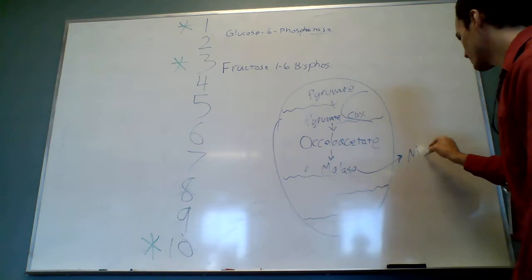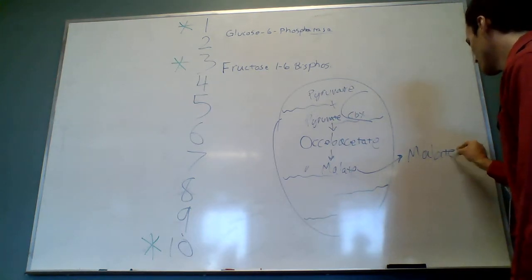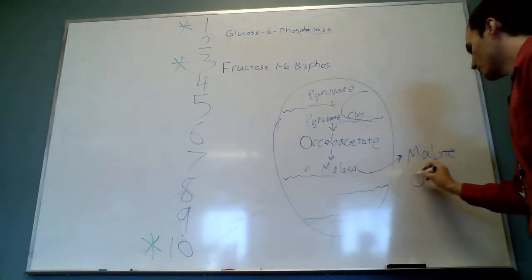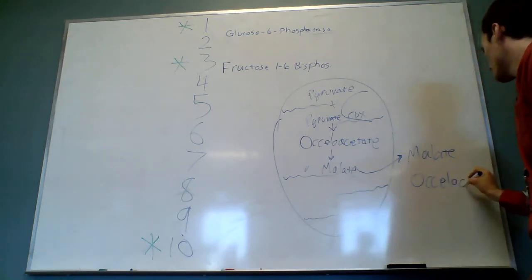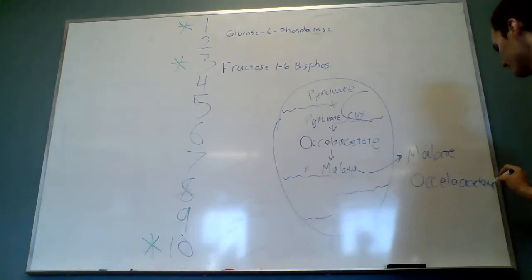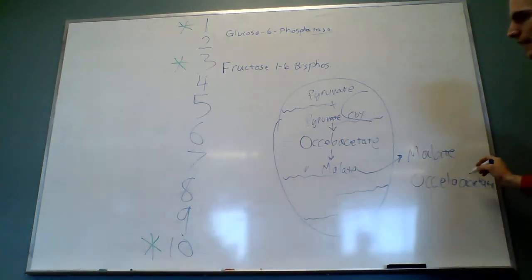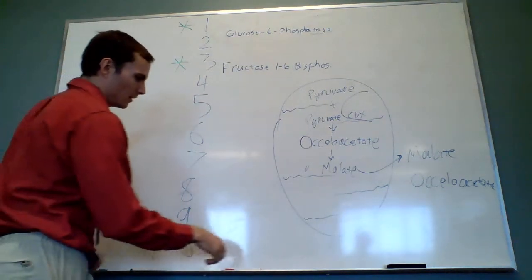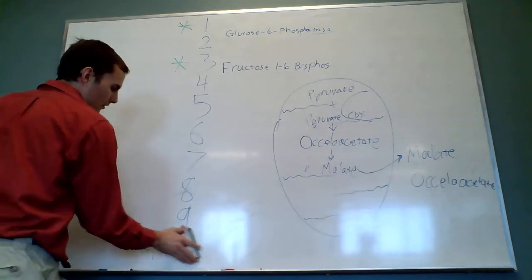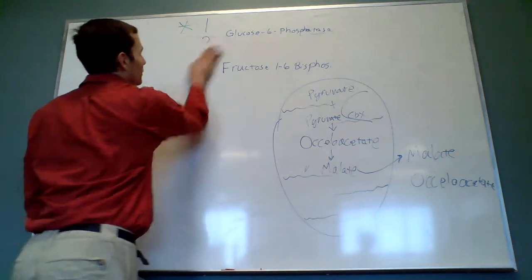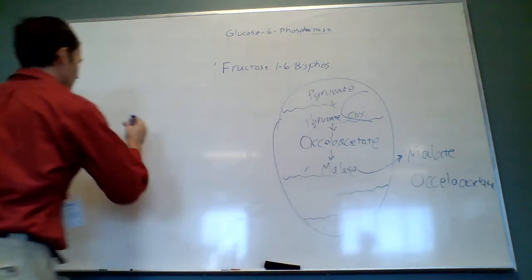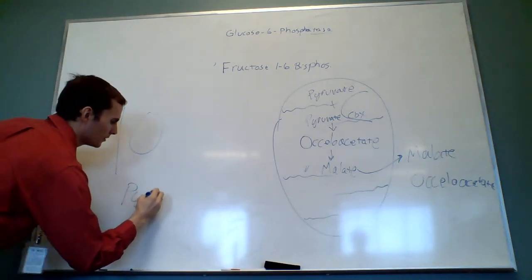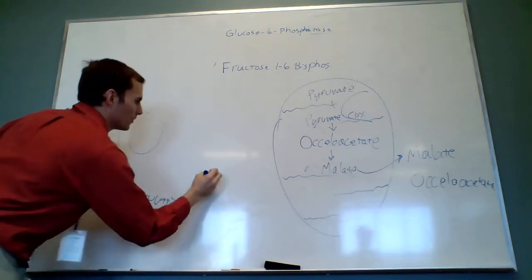Malate goes outside the mitochondria and then is converted back into oxaloacetate. Oxaloacetate. And then the oxaloacetate is then converted. I'm just going to get rid of these so we have more room. For step 10, all right, so it goes from pyruvate up to oxaloacetate.